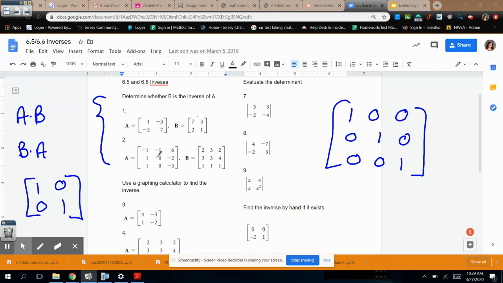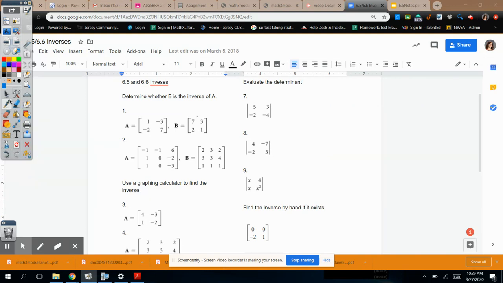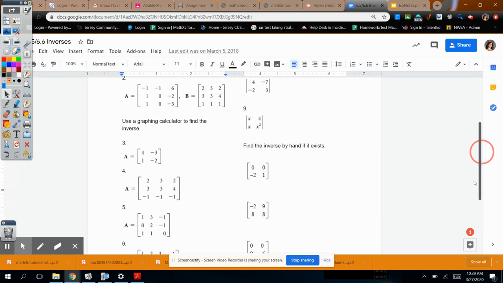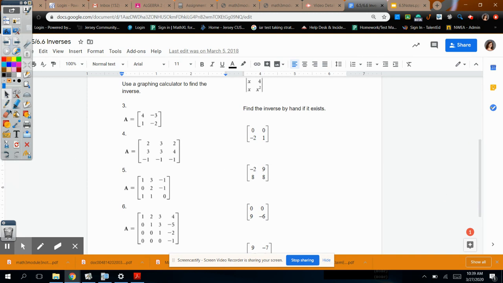Okay, so on these guys, and you already did this, like I said, on your test review, you would just multiply in both directions and see if you get the identity. If you do, they are inverses, and if you don't, then they're not. Now, finding inverses by hand is pretty tricky, actually. So the first thing they're going to do is just have you find them with your calculator here. And I'll show you how to do these by hand in a minute.